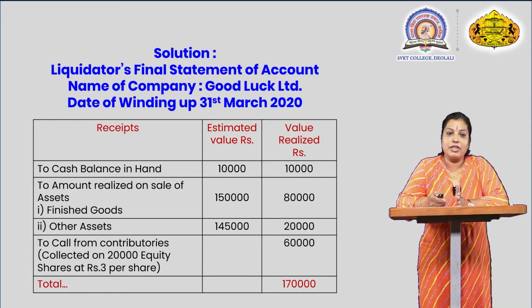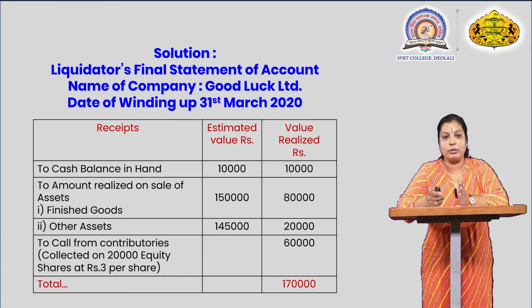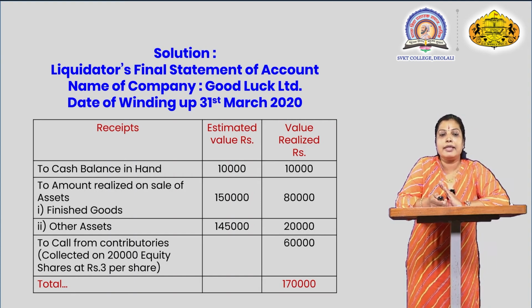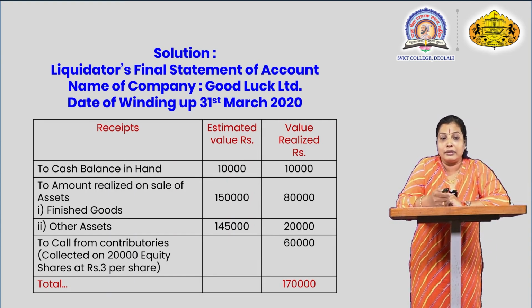Whichever items are given in the balance sheet, we can place here only on the receipt side. First is cash balance in hand, which is given in the balance sheet. The estimated value is 10,000 and the amount realized is only 10,000. There is no change in cash balance. After that, the amount realized on sale of assets. Which assets are realized while winding up?